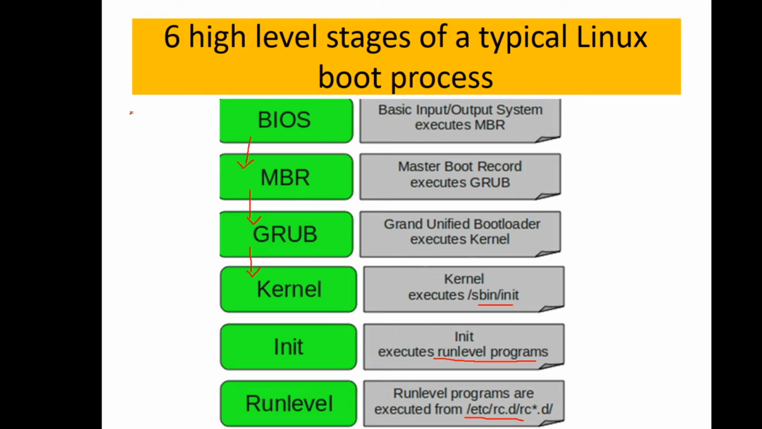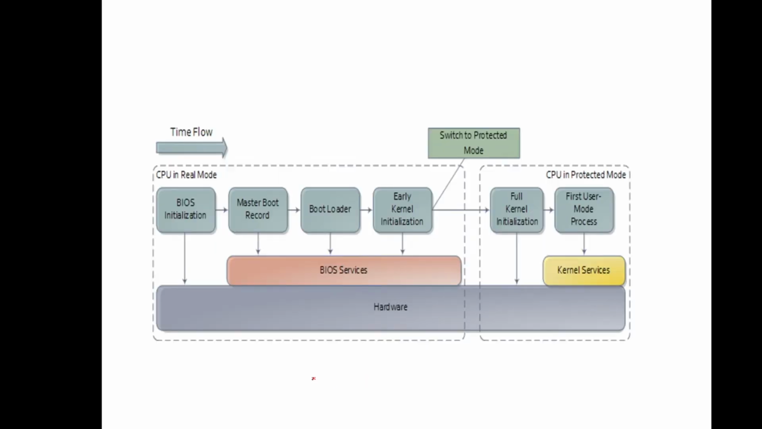So these are the 6 stages of the typical Linux boot process. First it starts with the BIOS. BIOS will execute the MBR, master boot record, then GRUB, then the kernel, then init. Finally the user space is created along with the run level programs. This has been represented in another way. So we have your hardware. All the hardware resources are utilized and serviced to the user through a sequence of steps.